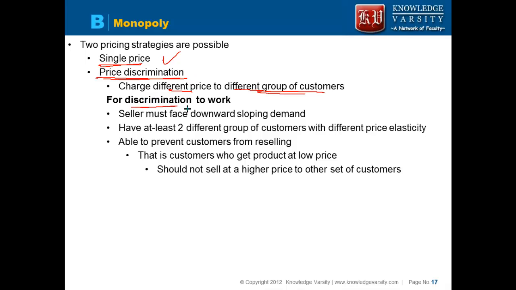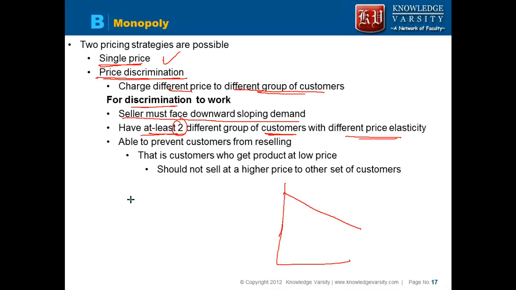For the discrimination to work, the first condition is that the seller must face a downward sloping demand. That is, the demand curve should be downward sloping. Then he should have at least two, it can be any number, but at least two different groups of customers with different price elasticity. That means one set of customers has one price elasticity, another has another. One set of customers is more eager to buy, another set is not eager to buy until the price is reduced.